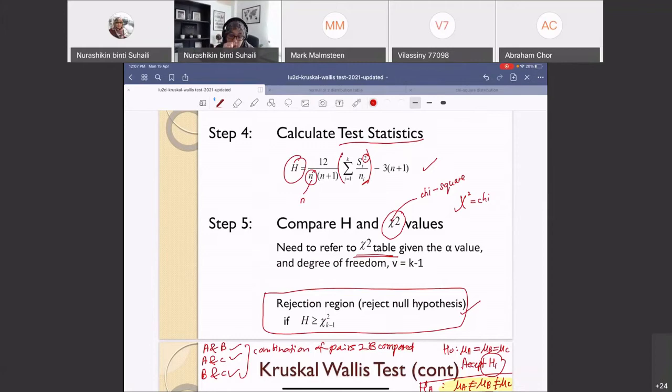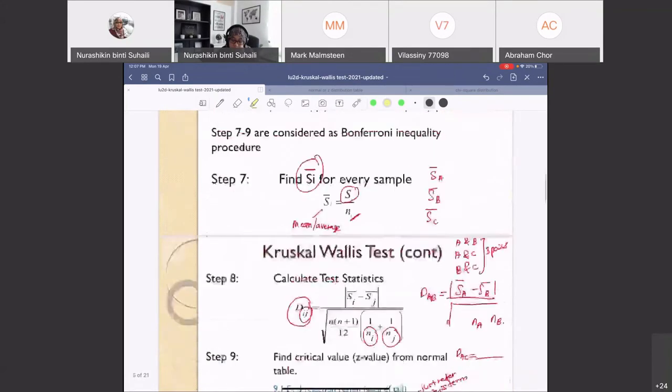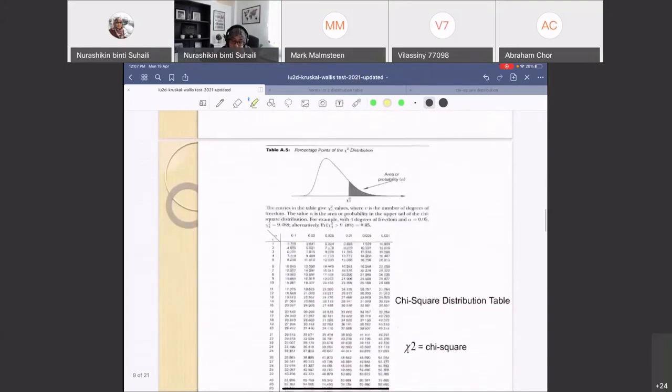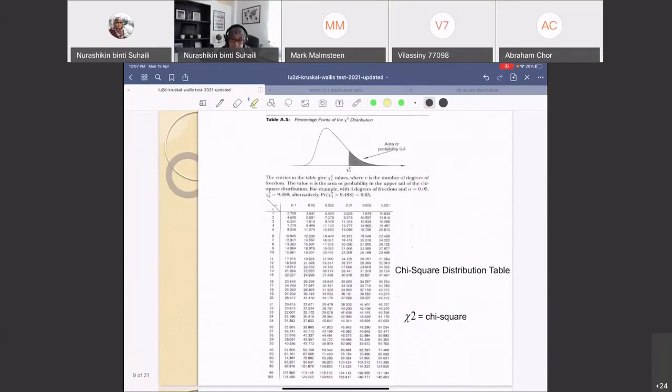So what are the informations needed? You should calculate the degree of freedom, the symbol of which is V, given by K minus 1. K is the number of samples. So let's say the number of samples is 3, so V is 2, okay? So how do we use that information to find the chi-square from the table? So this is the chi-square distribution table, we call it, yeah?